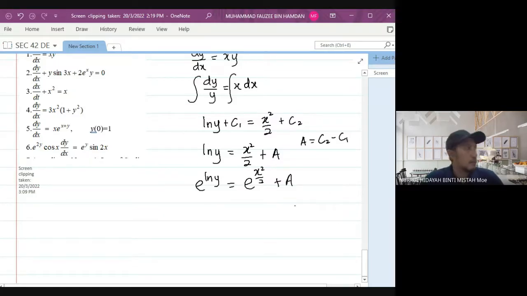Is it correct? Yes, very good. So this is what I wrote. This one is wrong. It should be like this: plus a, everything moves up. Okay, so now we can simplify. This is e to the power of ln y. This is now correct. So now y equals e to the power of x squared over 2, times e to the power of a.